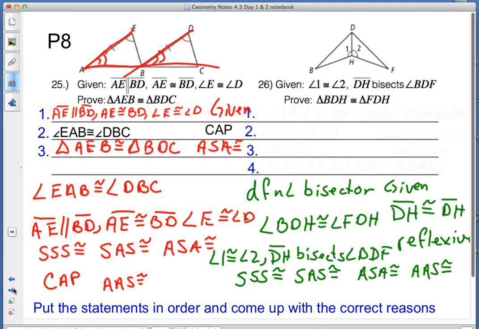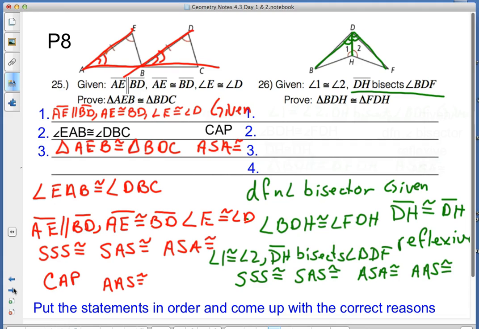So this next one, I got a given. Angle 1 is congruent to angle 2. DH bisects angle BDF. Now that bisects gives me two angles that are congruent. It takes a big angle and cuts it in half. So when I'm reading that bisects, I'm talking about this BDF, and it's being cut by DH to make this angle congruent to this angle. Well, that's kind of cool. So by definition of angle bisector, I've got that angle.